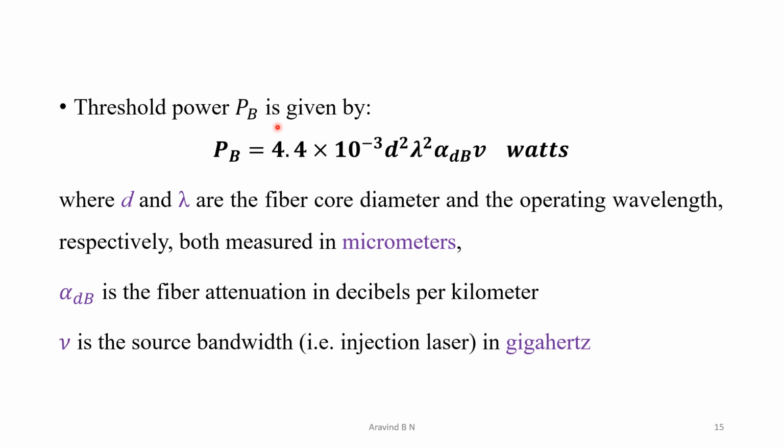The threshold power P_B for SBS is given by P_B = 4.4 × 10^-3 d² λ² α_dB V watts, where d and λ are the fiber core diameter and the operating wavelength respectively, and both must be measured in micrometers. α_dB is the fiber attenuation in decibels per kilometer, and V is the source bandwidth, always measured in gigahertz.